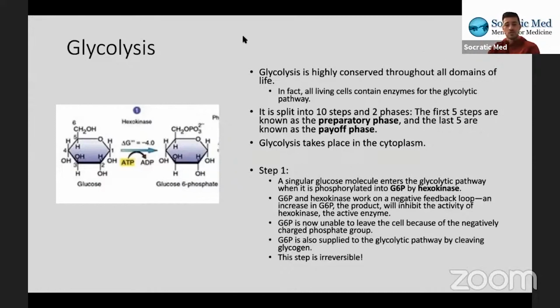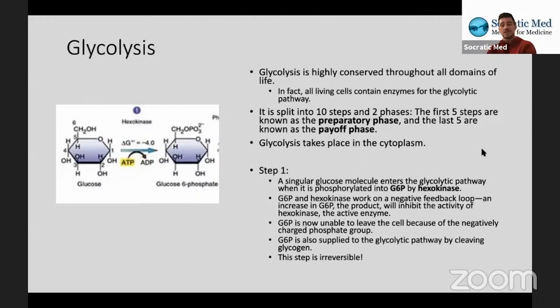But glycolysis, I think you should definitely be extremely familiar with and have a really good conceptual understanding of how it works. So we're going to dive right in. So the first step, a singular glucose molecule enters the glycolytic pathway when it is phosphorylated into G6P by hexokinase.